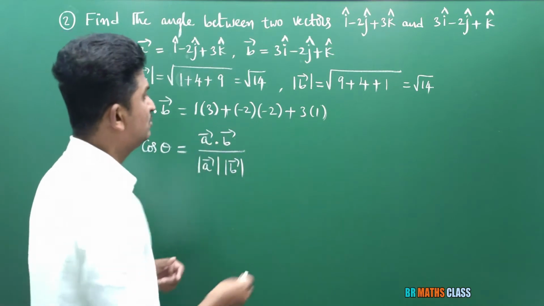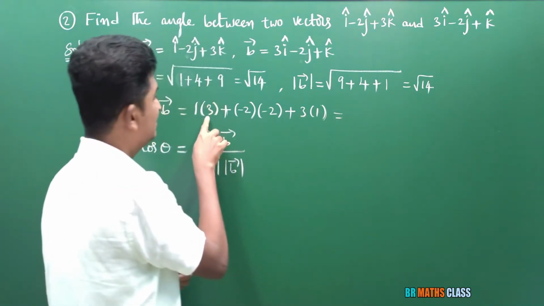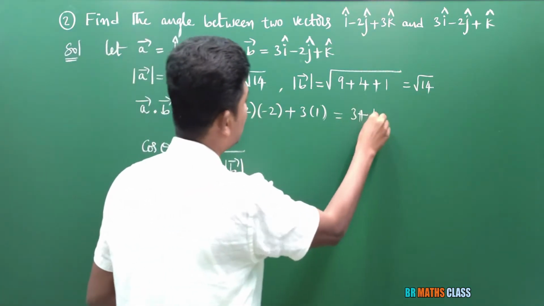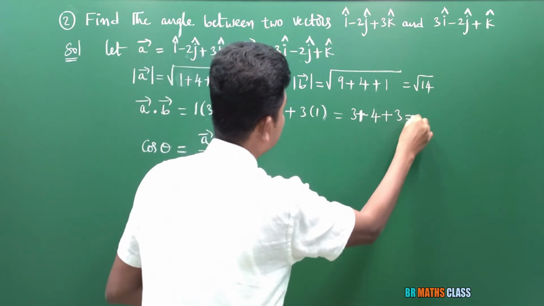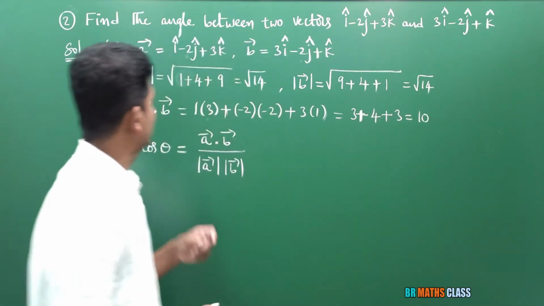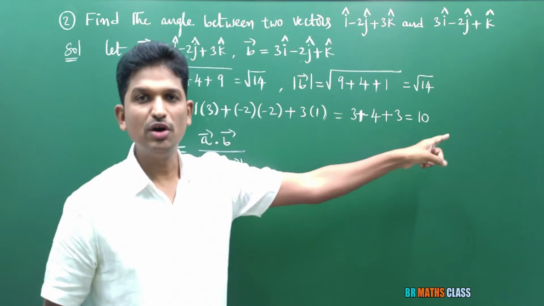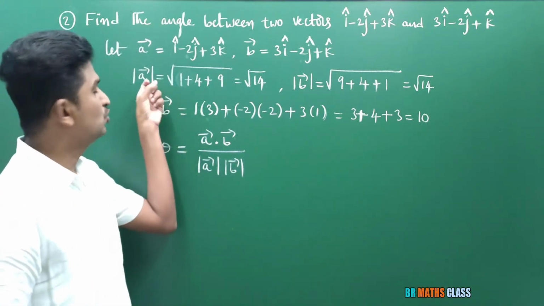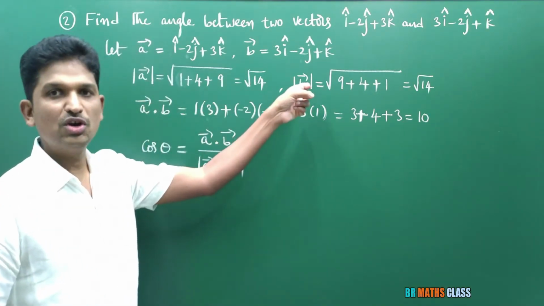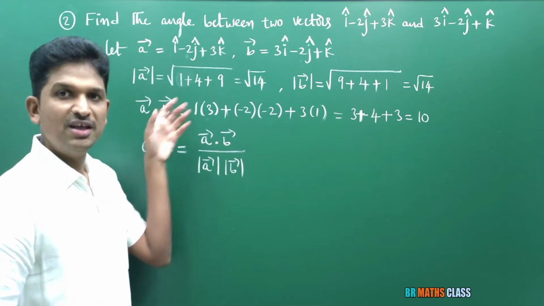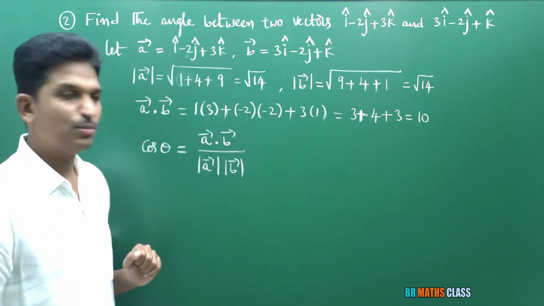Now you simplify this, what will you get? This is 3, this is 4, plus 3. What are you getting? You are getting 10. So A bar dot B bar, you got it as 10. Now you know magnitude of A bar, you know magnitude of B bar, you know A bar dot B bar. Substitute these values in this formula.